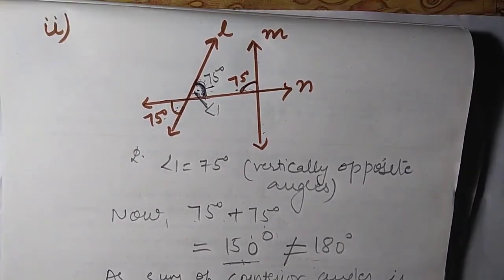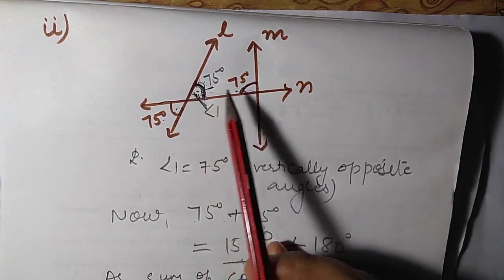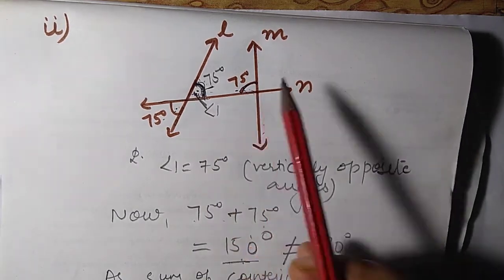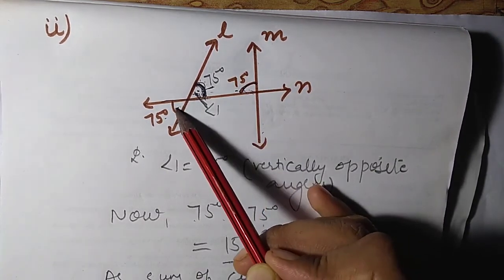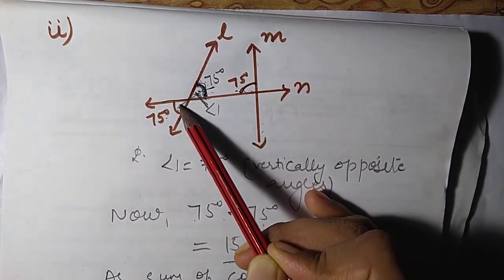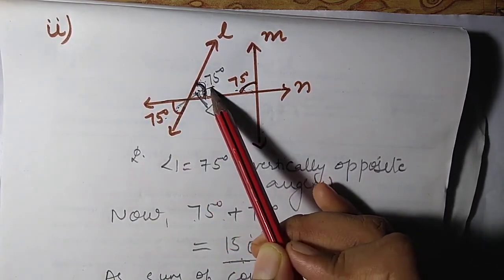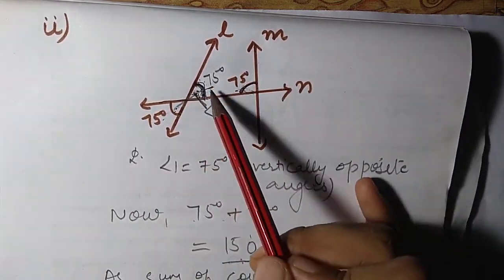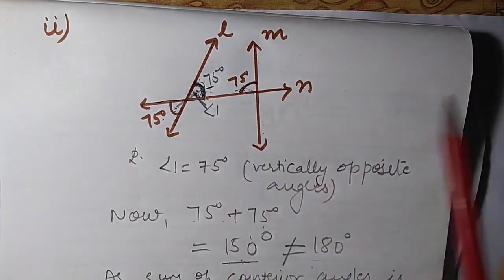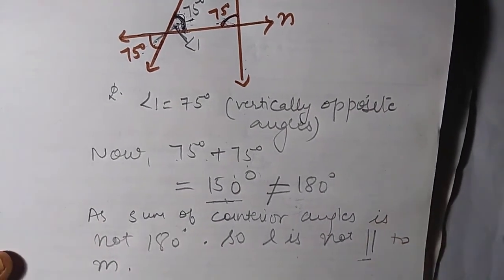Okay, so here I have added the co-interior angles. One of the co-interior angles is not given, so I have just calculated it by applying the property that vertically opposite angles are equal. If this is 75 degrees, this will also be 75 degrees. Now these two are known as co-interior angles. I will check their sum. This is 150, which is not equal to 180, and we know that if lines are parallel, then the sum is always 180 degrees. So the lines are not parallel. Okay.